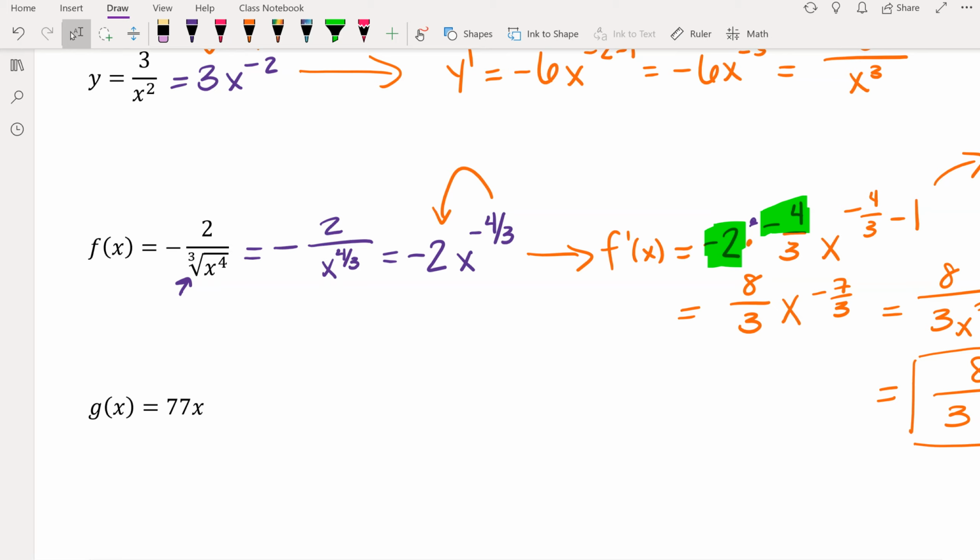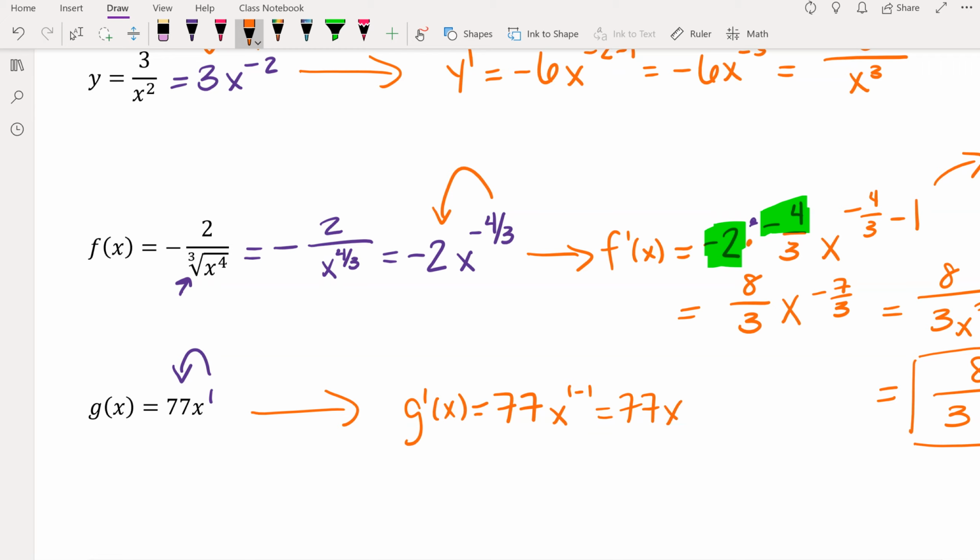77x. All right, what's the exponent on x here? Question, what's the exponent on x here? 1. So we're going to multiply the 1 to the 77. So we get g prime of x equals 77 times 1 is 77. And then we get x to the 1 minus 1. Well, what is 1 minus 1? 0. So that equals 77 x to the 0. What is anything to the 0? Anything to the power of 0 equals 1. So this is the same as 77 times 1, which just equals 77.